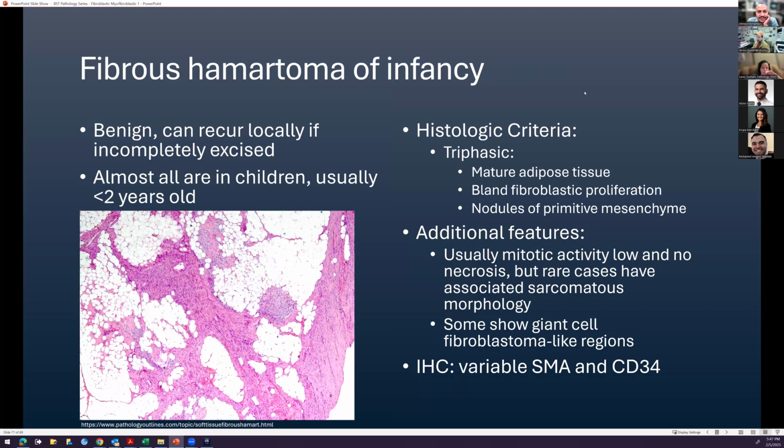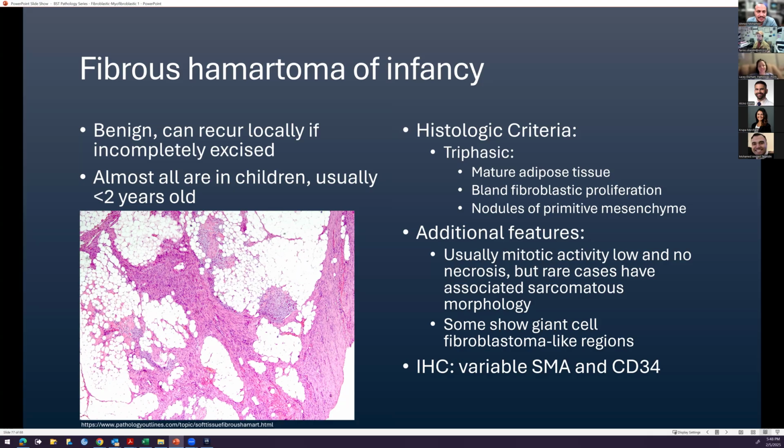All right. Now we have a set of some kids' tumors. And again, I don't really have kids' tumors all that often. But we'll show them real quick. We'll rapid fire, right? So we got fibrous hamartoma of infancy, which is kind of the most fun one, right? Because I think everybody loves to see the triphasic components, right? So it's benign, but it's infiltrative, so it can recur locally.